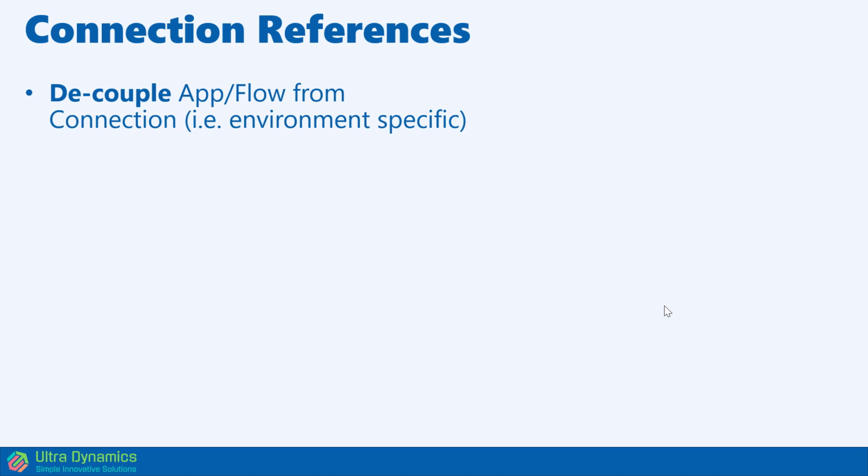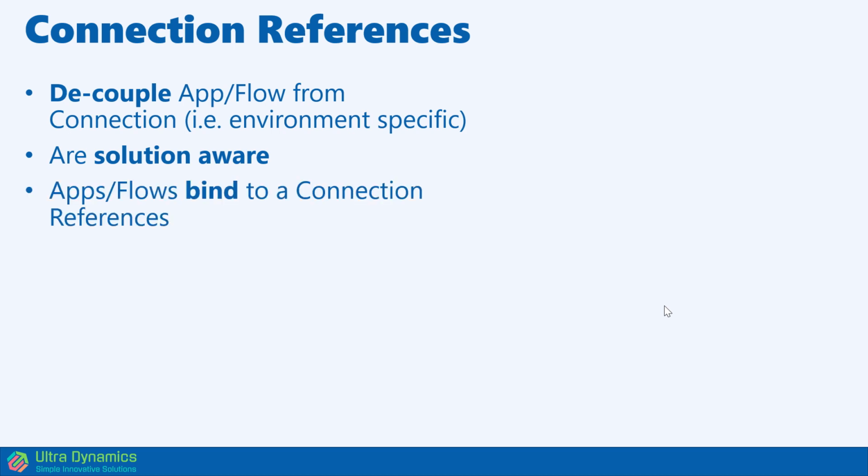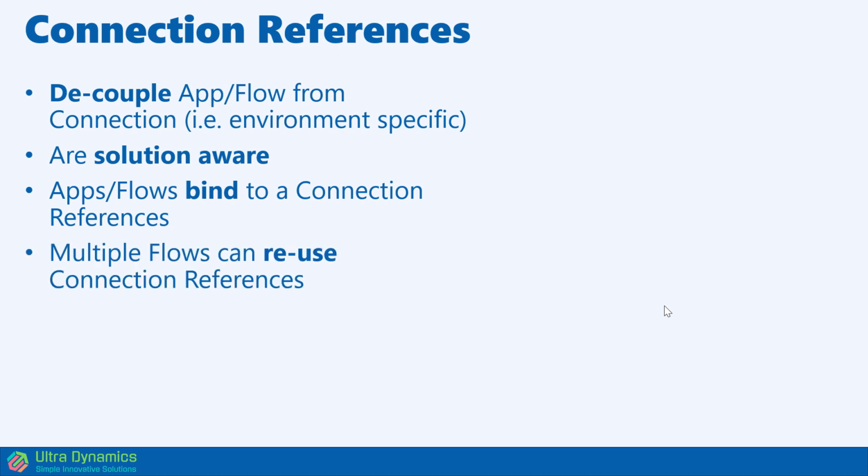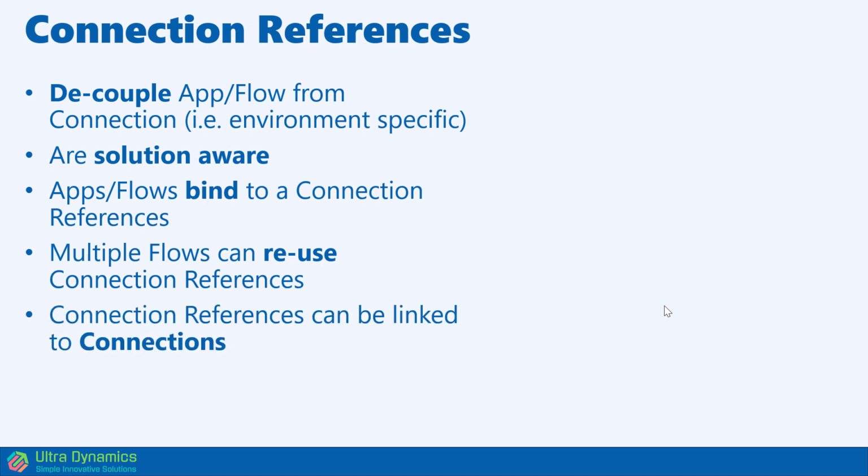So the idea behind connection references is to decouple that relationship between the flow and the connection itself. Connection references are solution aware, so you can move them as part of the solution itself. And you can reuse connection references. So if you create a connection reference to, let's say, a Dataverse connector, you can reuse that connection reference from multiple flows. So you don't have to have different connection references for the same connector. And obviously connection references can then be linked to connections. So this is how it looks.